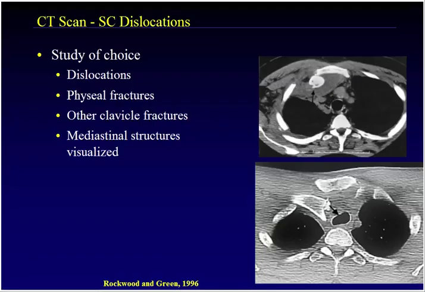Probably the diagnostic procedure of choice for identifying and classifying these injuries really is a CT scan of the chest, and that's the most sensitive way to pick up the diagnosis. You can identify not only the presence of dislocations, but also physeal fractures. You can identify other clavicle fractures, and it allows you to visualize the mediastinal structures. Here's a good example of a posterior dislocation, and you can see how the medial end of the clavicle can really impinge significantly on the mediastinal structures.